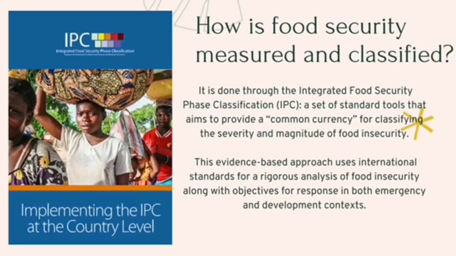Now I want to talk about how food security is measured and classified. It is done through the Integrated Food Security Phase Classification, a set of standard tools that aims to provide a common currency for classifying the severity and magnitude of food insecurity. This evidence-based approach uses international standards for a rigorous analysis of food insecurity, along with objectives for response in both emergency and development contexts.